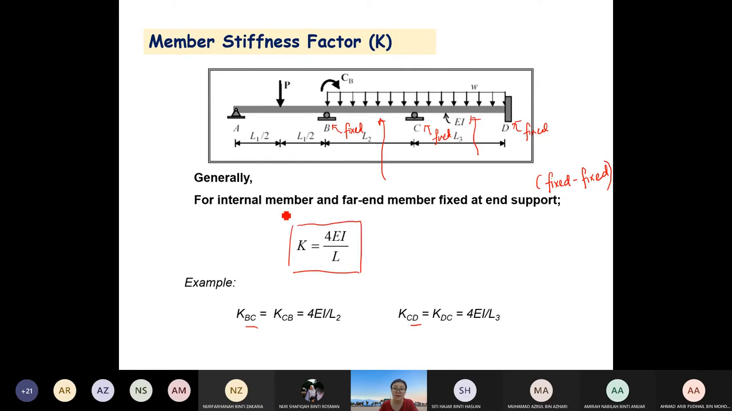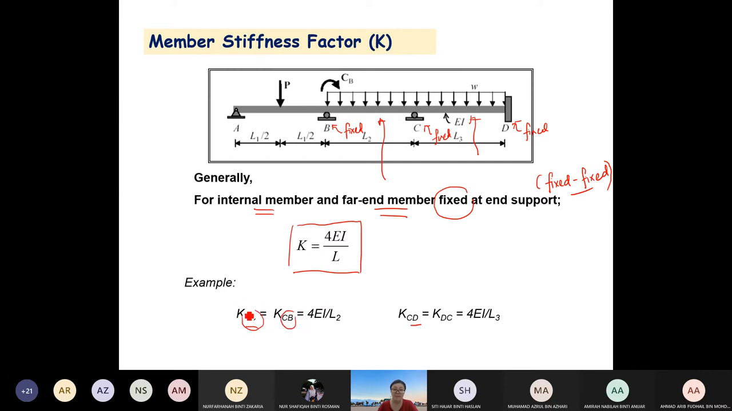So for an internal member, or a far end member that is fixed at the end, or simply said, the fixed condition, you apply 4EI over L. Of course, be careful, the EI will depend on that span's EI and the length will depend on that span itself. And then you might want to ask why KBC equals KCB.